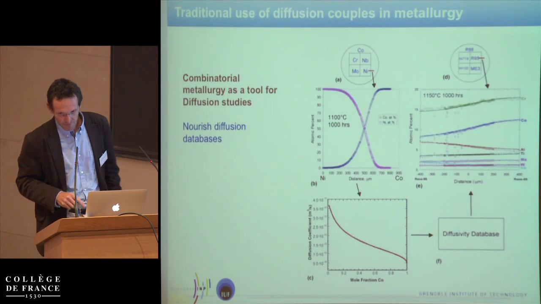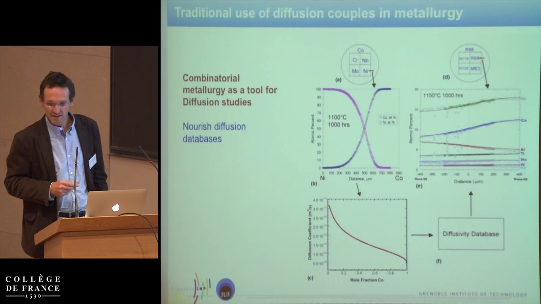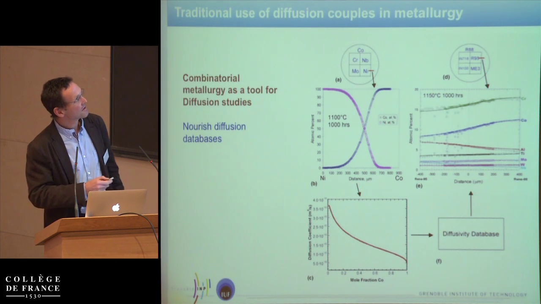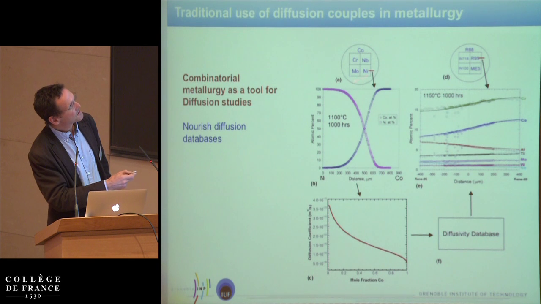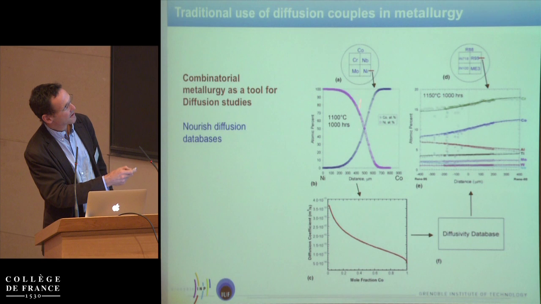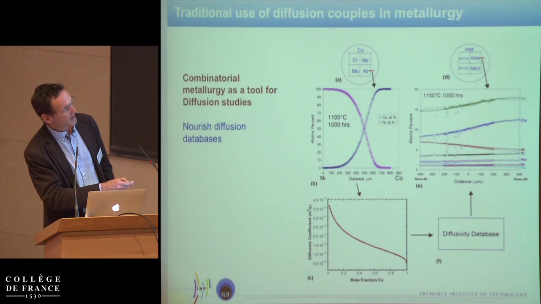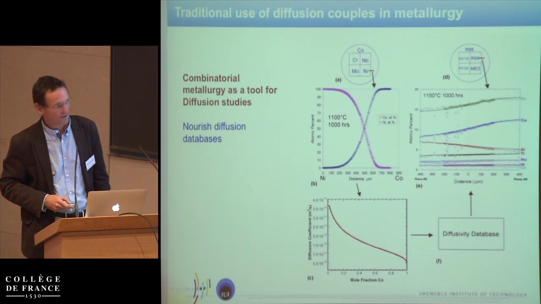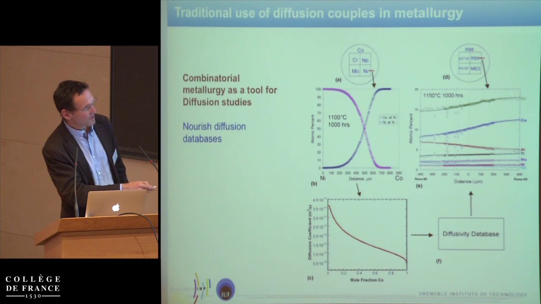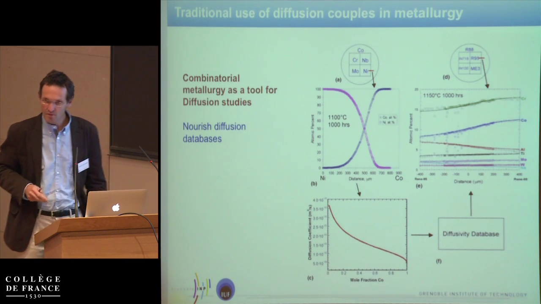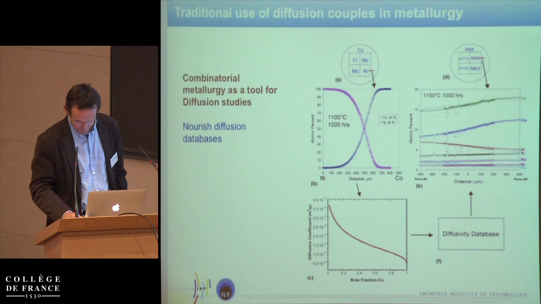And also, you can use diffusion couples to get diffusion data, to make diffusion databases. So here, if you look at a profile between two miscible phases, then you can get, after heat treatment, the diffusion length. And if you have a good diffusion model, you can enrich a diffusivity database. So these are classical uses.